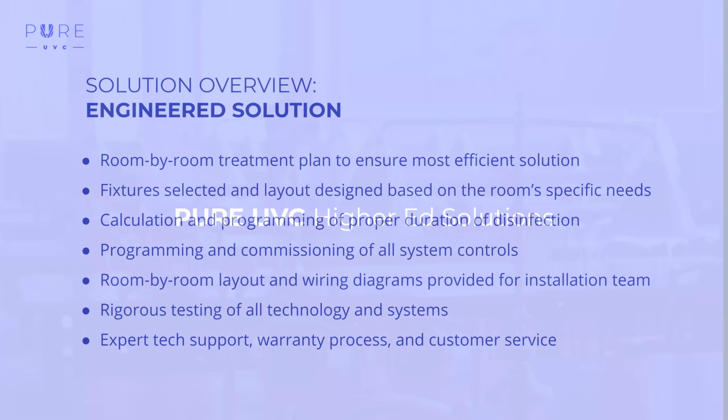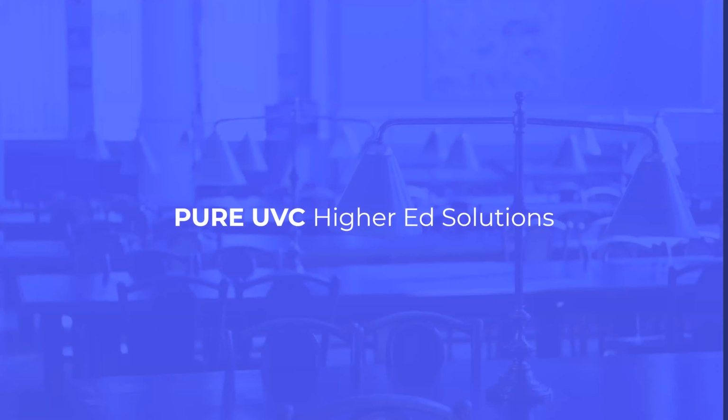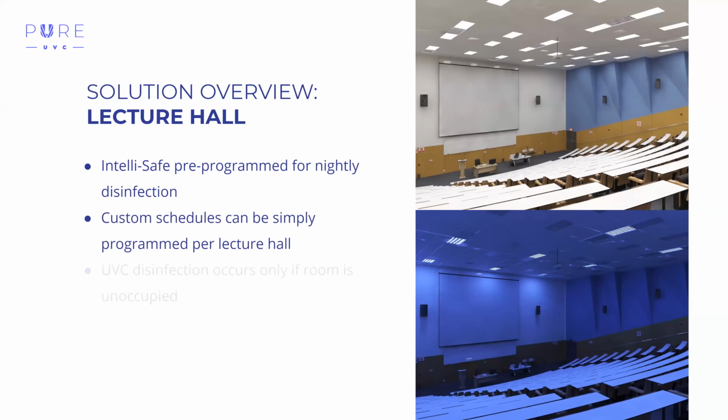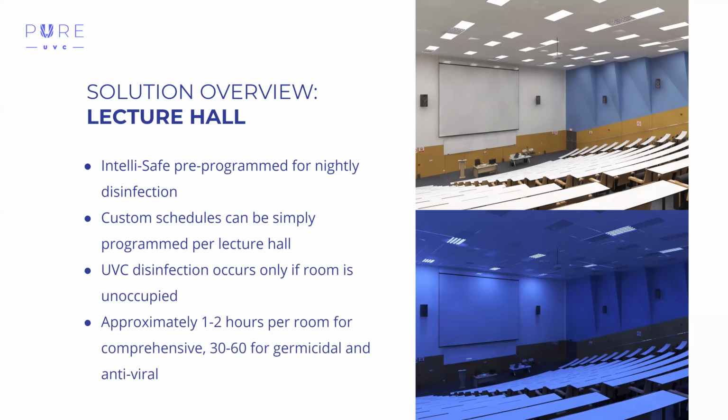Let's get into the interesting part here. So, different solutions for different types of rooms and spaces in your university. Number one, lecture hall. This is going to be, let's say, our bread and butter solution. This is our most standard solution. The IntelliSafe controls are pre-programmed for nightly disinfection. That means every evening you lock the doors, no one's inside that space, and the fixtures go on.